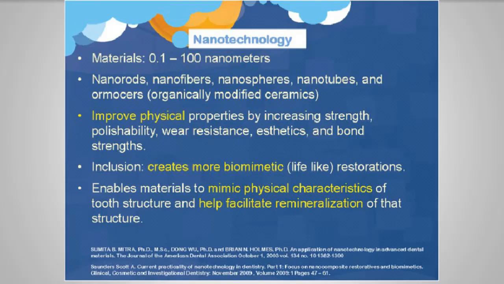Over the recent years, nanotechnology has become a very important part of our restorative material process. And of course, these are materials that are from 0.1 to 100 nanometers in diameter and are types of nanorods and fibers and spheres and tubes, and interestingly, ormocers, which are organically modified ceramics.